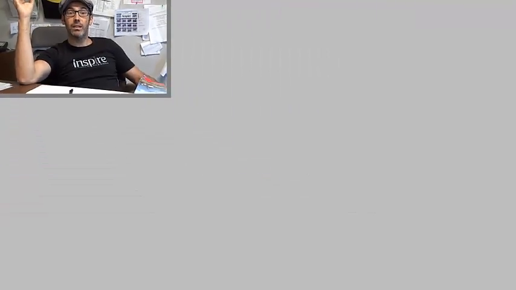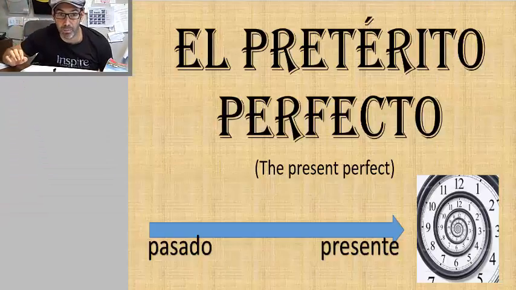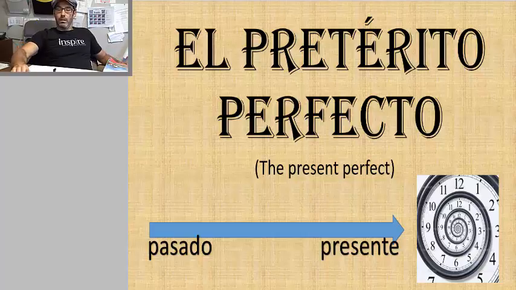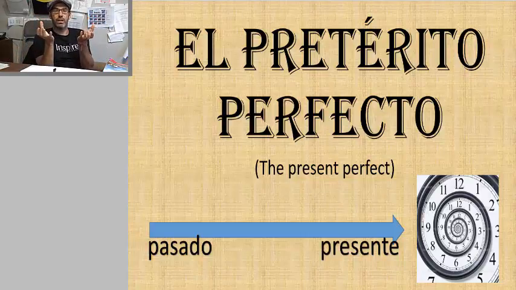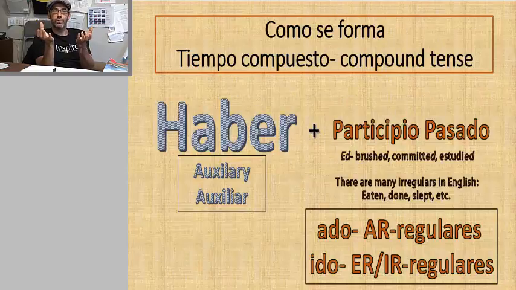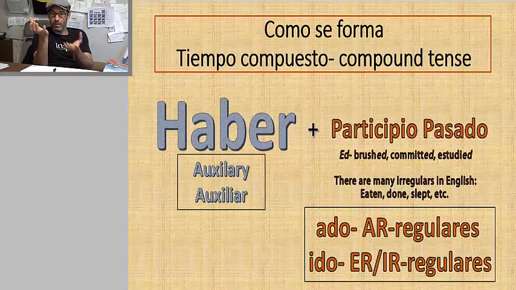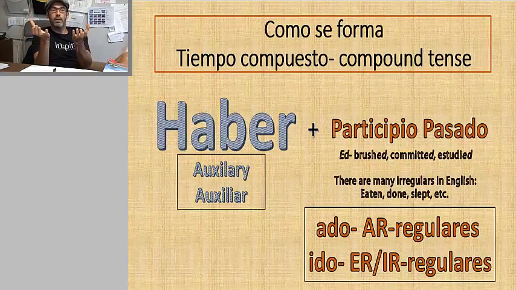Today we are going to talk about el pretérito perfecto, which in English is known as the present perfect. So let's talk a little bit about how we form the present perfect. First of all, we need to realize that the present perfect, el pretérito perfecto, is a compound tense. Es un tiempo verbal compuesto in which we have the verb haber, which is acting as an auxiliary verb, or a verbo auxiliar, which is going to help with the actual conjugation of the verb.